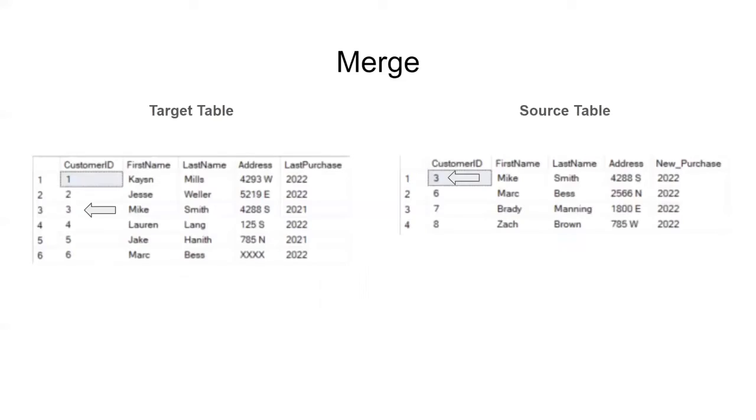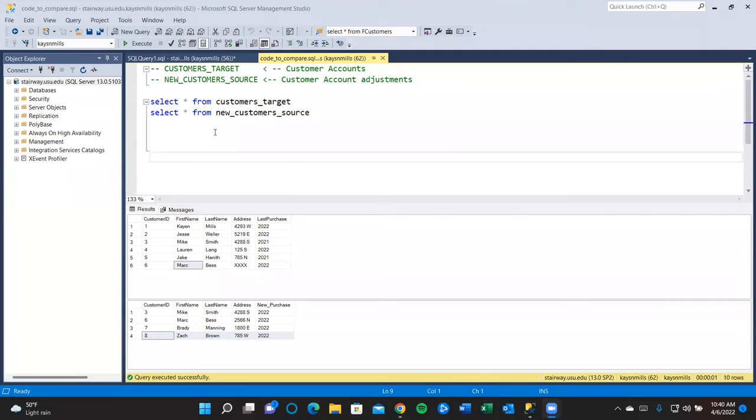So again, we look at what matches. You have customer 3 here, and you have customer 6 in both tables. Now what I've done here, I've just done select star from our customers target table and select star from our new customer source table. And these down here are just the two tables again you were looking at before. This one being customers table with all the information from all the years prior, and this all our new information.